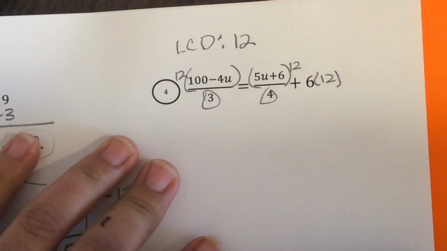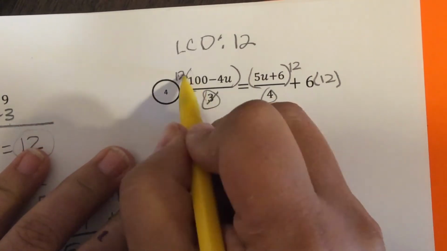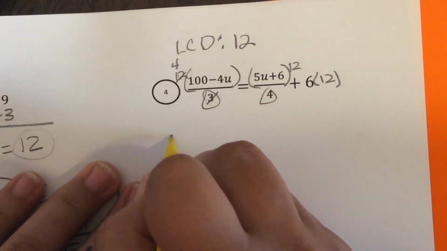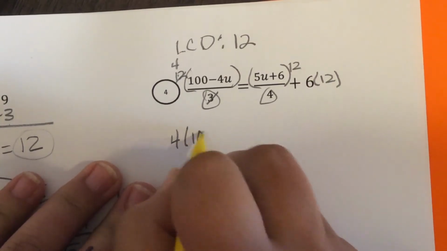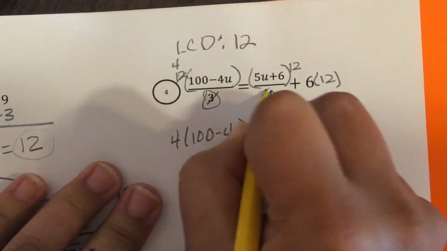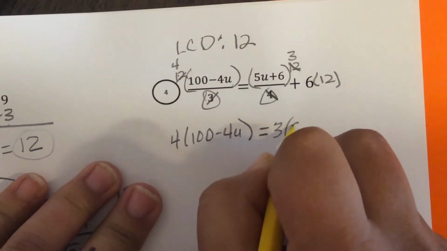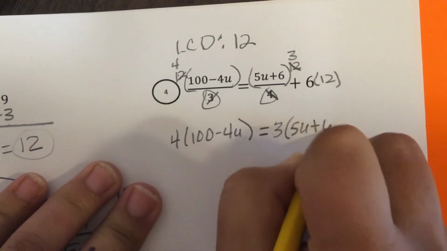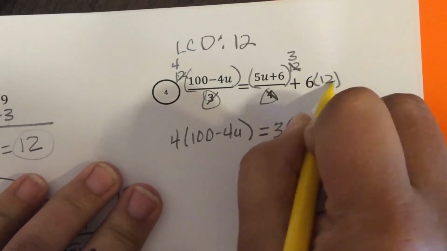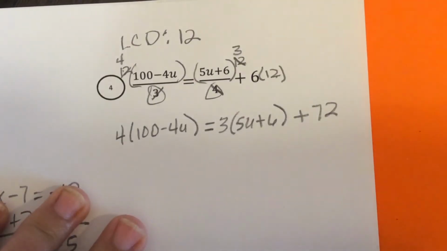The reason why you want to do that is because 3 goes into 12 4 times, and you have gotten rid of the fraction. Okay, equals, and then 4 goes into 12 3 times, so you have 3 times 5u plus 6, and then 6 times 12, that's 72. So we're going to just leave that as a 72.